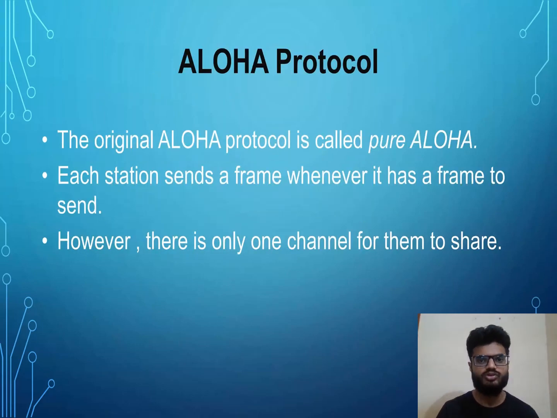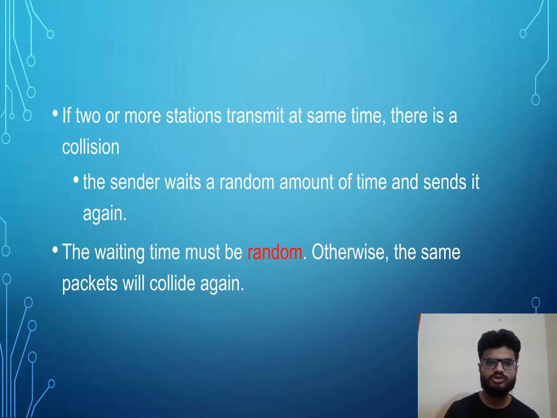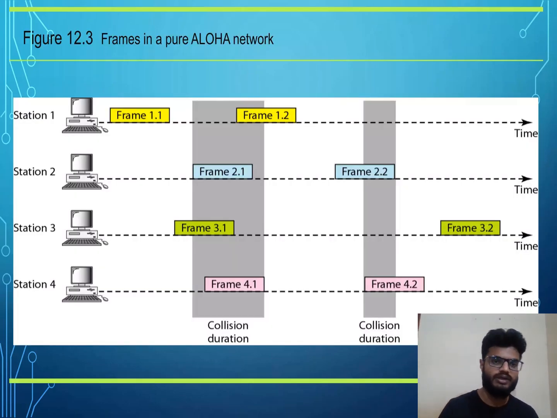The original Aloha protocol is also known as pure Aloha, and each station sends a frame whenever it has a frame to send. However, there is only one channel to share, only one medium where we can share the data. If two or more stations transmit at the same time, a collision will occur, and the sender waits a random amount of time before sending the message again. The waiting time must be random, like first waiting about 10 milliseconds, then 100 microseconds. It can only be random. Here is the diagrammatic representation: there are four stations sending messages at random times.